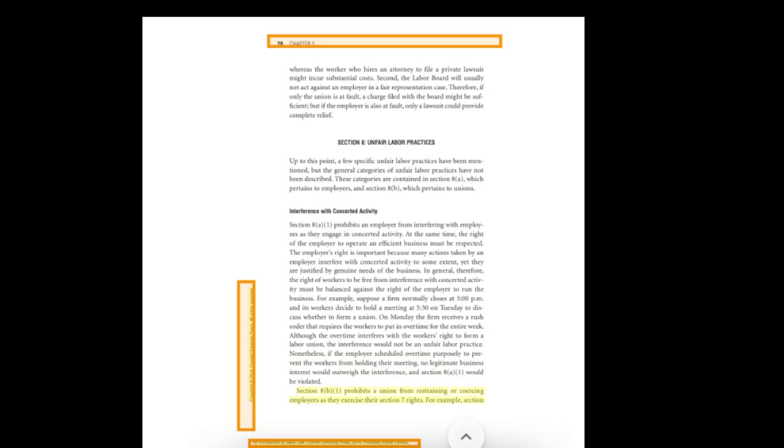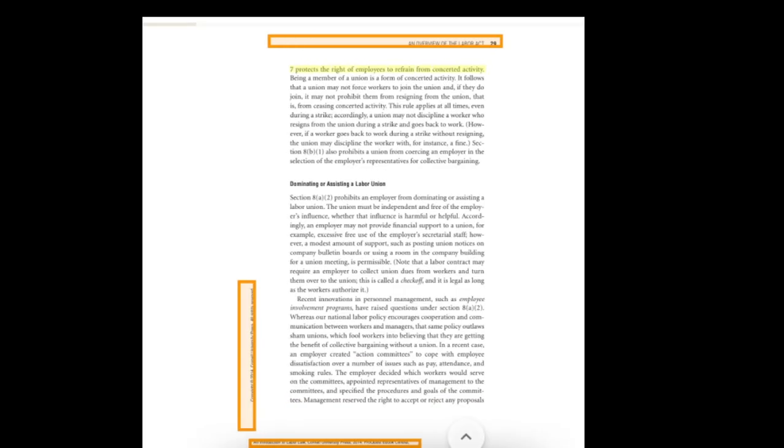Section 8(b)(1) prohibits a union from restraining or coercing employees as they exercise their Section 7 rights. For example, Section 7 protects the right of employees to refrain from concerted activity. Being a member of a union is a form of concerted activity. It follows that a union may not force workers to join the union and, if they do join, it may not prohibit them from resigning from the union, that is, from ceasing concerted activity.